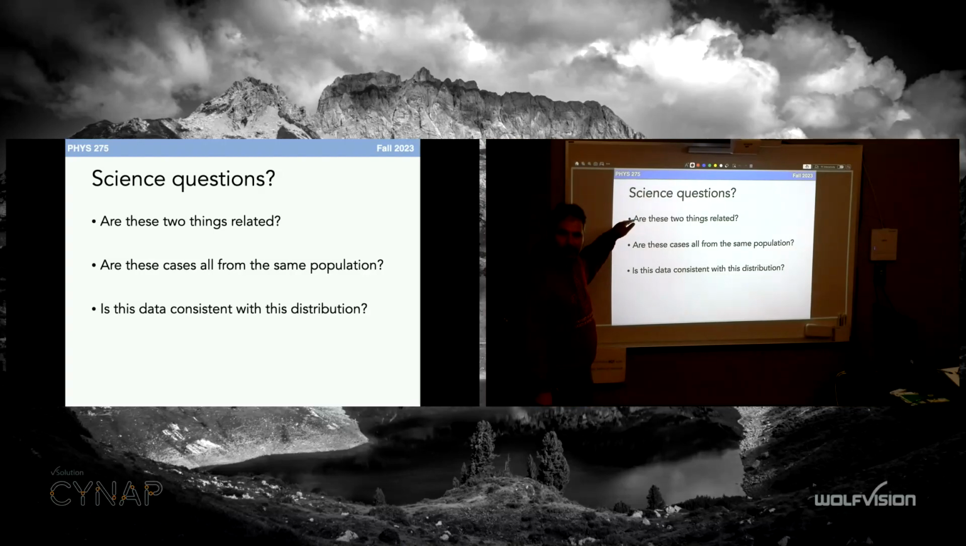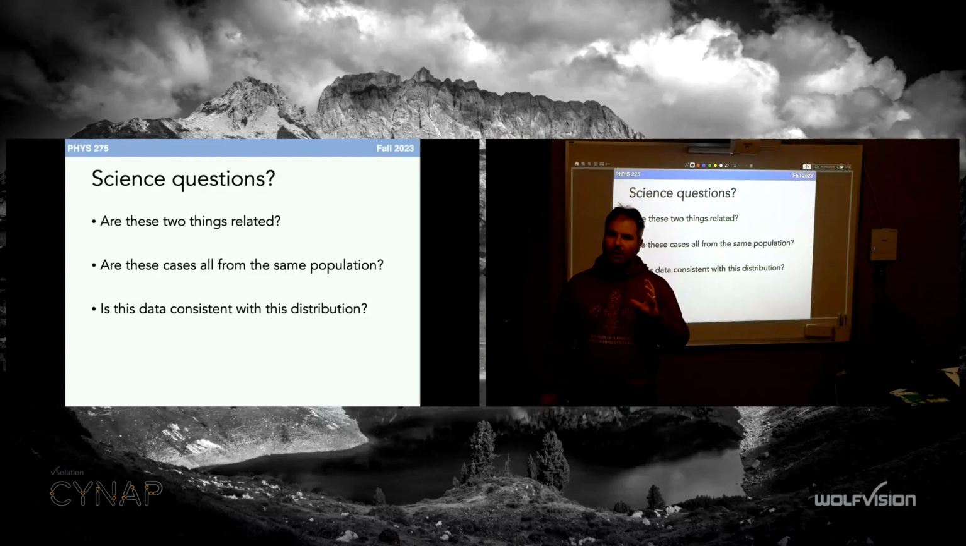So science questions are: are these two things related? Do they know about each other? That's a very basic scientific question, right? So does A know about B? Are these cases all from the same population? Critical test for anybody who wants to then compare two studies, for example.